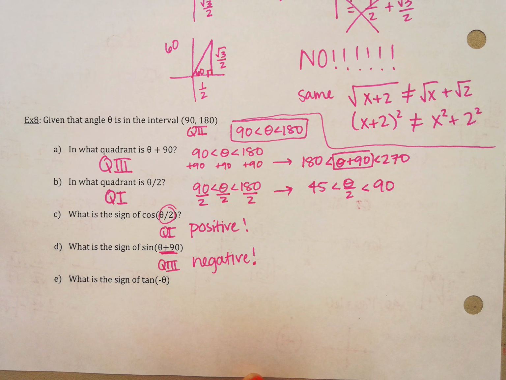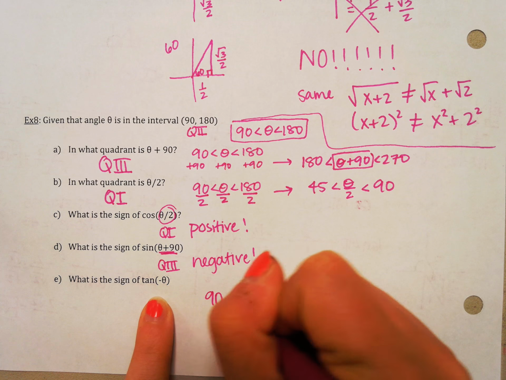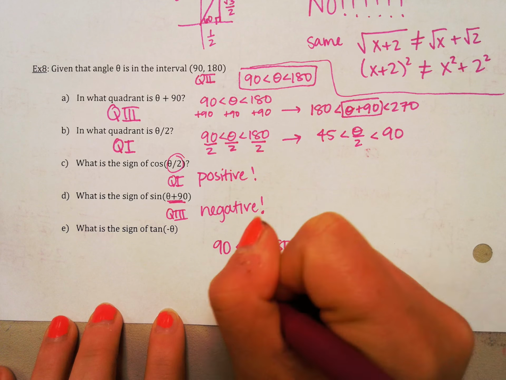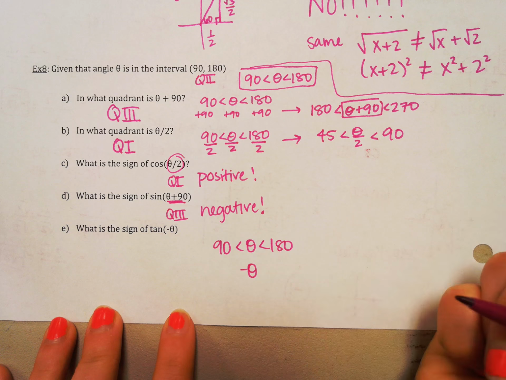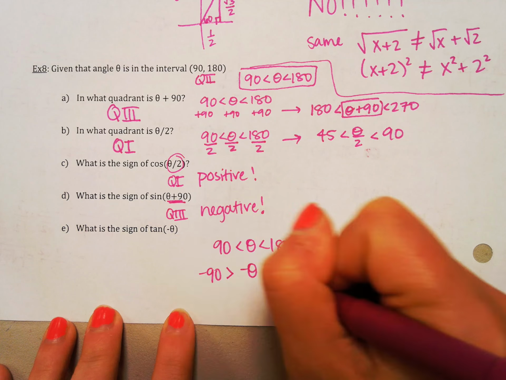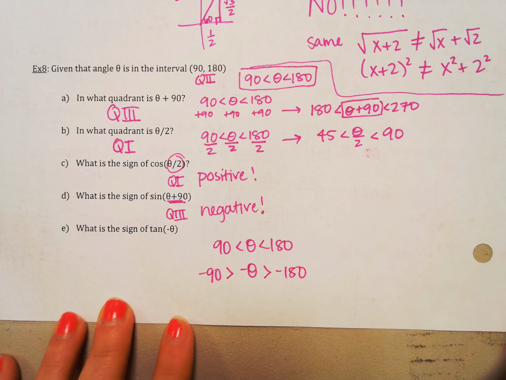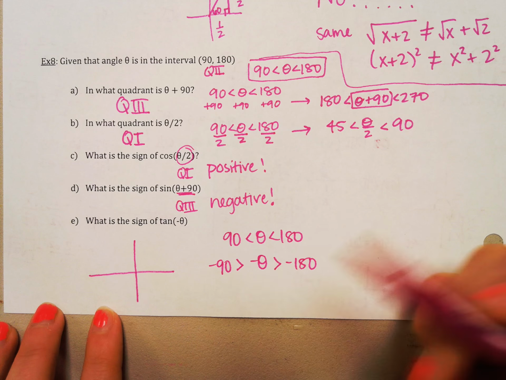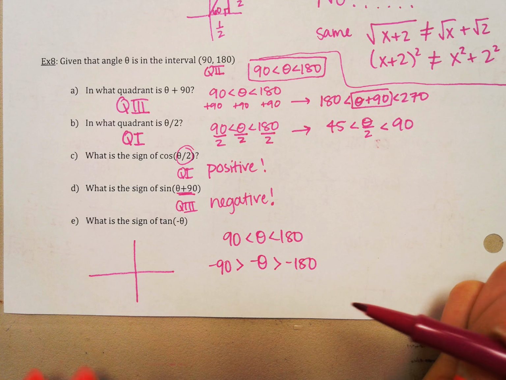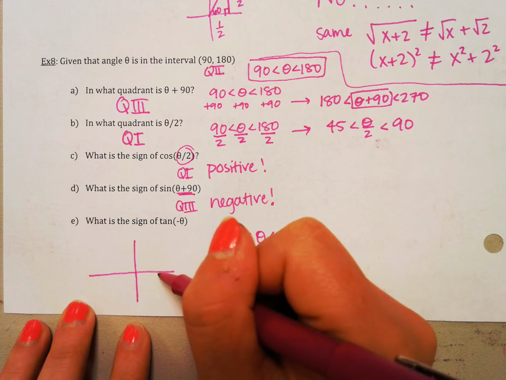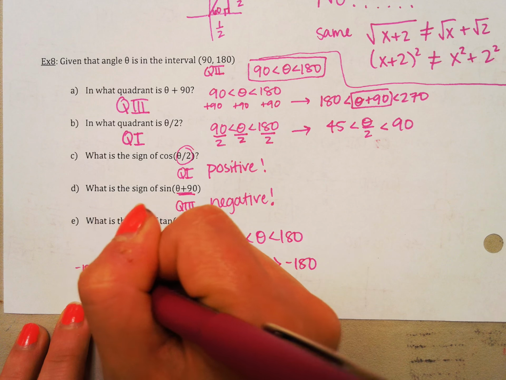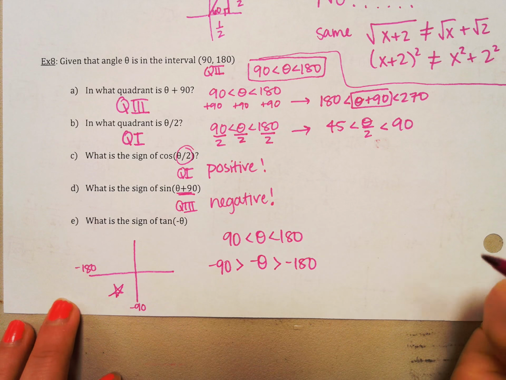And the last one's a little bit hard. We are looking for the sign of tangent of negative theta. So here's my original, and now I want negative theta. When I multiply everything by a negative, I have to make sure that I'm switching my inequalities around because otherwise it doesn't make sense. So now you can do it two different ways. One way is to look at your negative values. If I'm going between negative 90, which is going this way around my unit circle, and then negative 180, that tells me I'm here in quadrant 3.